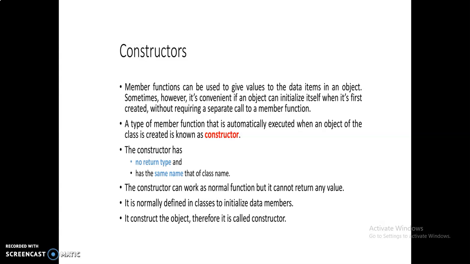The two main important concepts in a constructor are that it does not have any return type, not even void, and that the class name is also the same as the constructor name. The constructor can work as a normal function, but it cannot return any value. It is normally defined in classes to initialize data members. It constructs the object, therefore it is called a constructor.